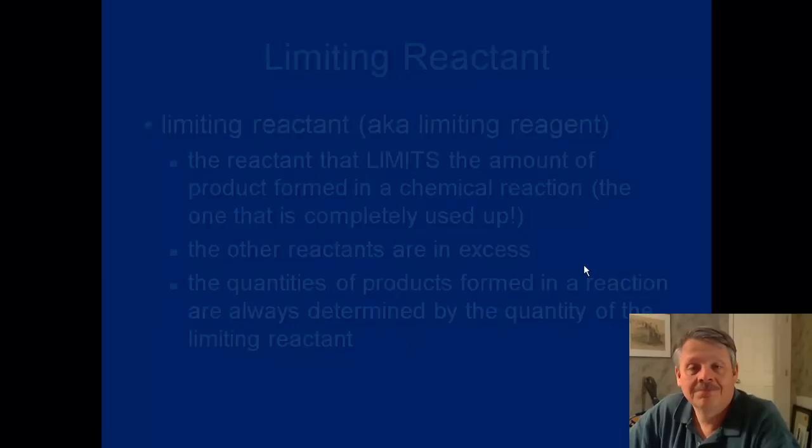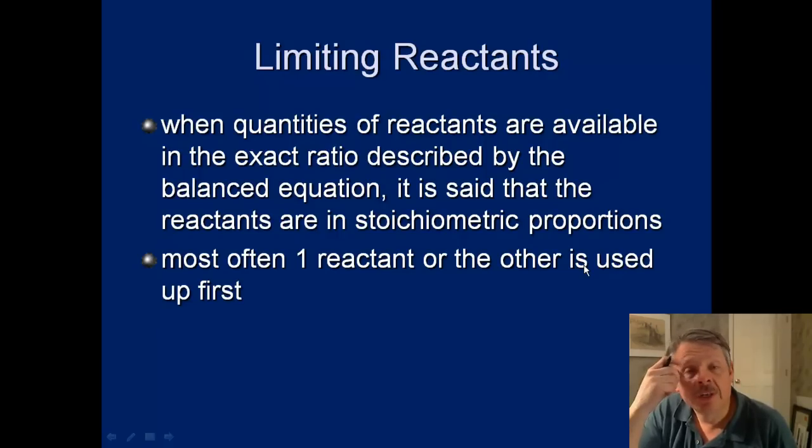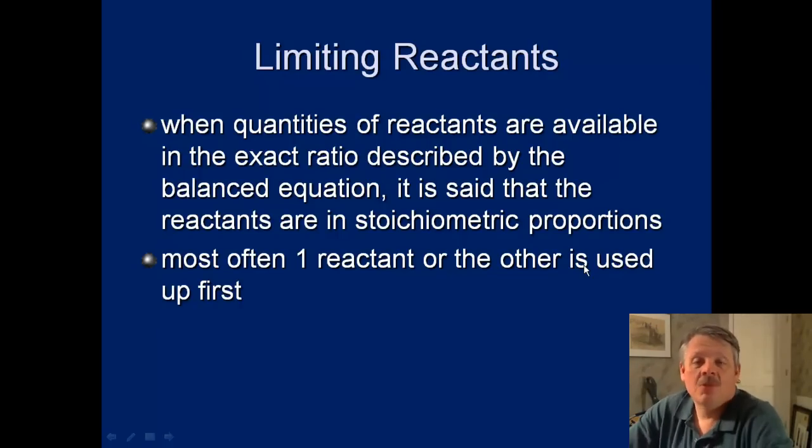Now, there are times when the quantities of the reactants are available in the exact ratio described by the balanced equation, which would say to make 100 cookies we would need exactly 4 eggs. We would need exactly 2 teaspoons of vanilla. We would need exactly 1.5 cups of white sugar and 1.5 cups of brown sugar, etc. Right? That's very unusual, that we find exactly the right proportions that we want. So usually one reactant or another is used up first.